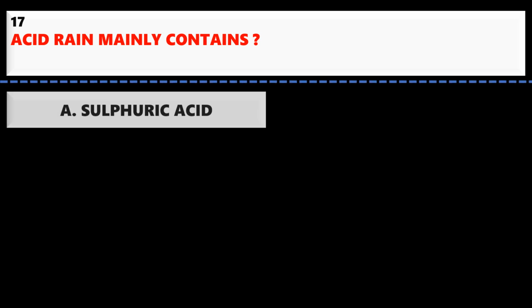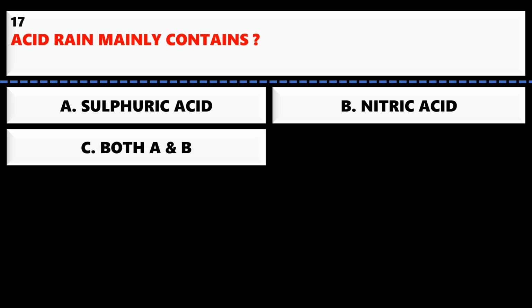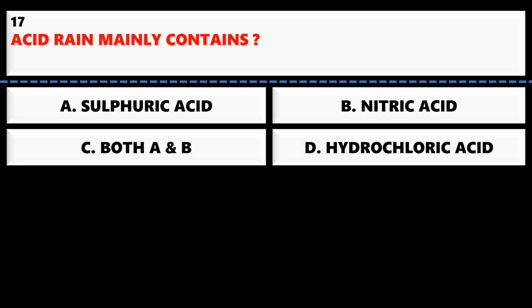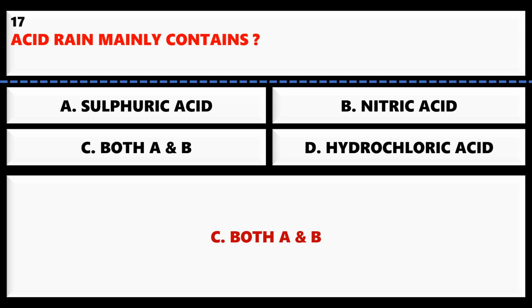Question number 17. Acid rain mainly contains, and the options are sulfuric acid, nitric acid, both A and B, and the last option is hydrochloric acid. And the right answer is acid rain mainly contains sulfuric acid and nitric acid.